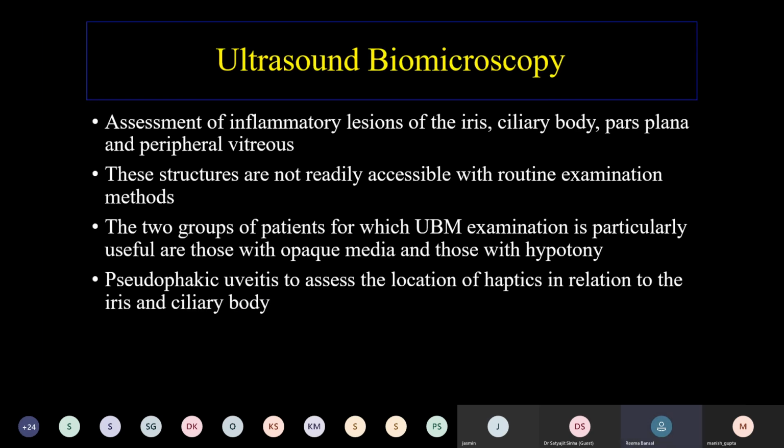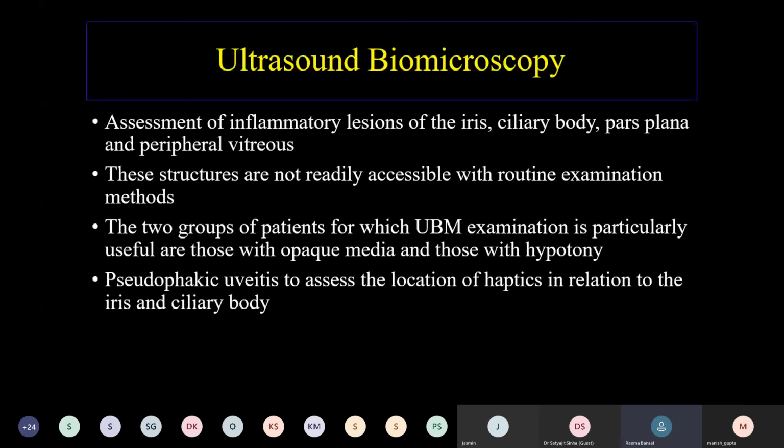Ultrasound biomicroscopy, I think the first thought that comes to us is, why in posterior uveitis? I'll tell you, more than posterior uveitis, it's more important in pan-uveitis, where you have so much inflammation targeting the ciliary body. So what is the use of this? It is not strictly limited to anterior uveitis or chronic anterior uveitis, but in many cases of pan-uveitis, we do resort to UBM. And this helps you to assess the inflammatory lesions of the iris, ciliary body, pars plana, and peripheral vitreous. These structures are not readily accessible with routine examination methods.